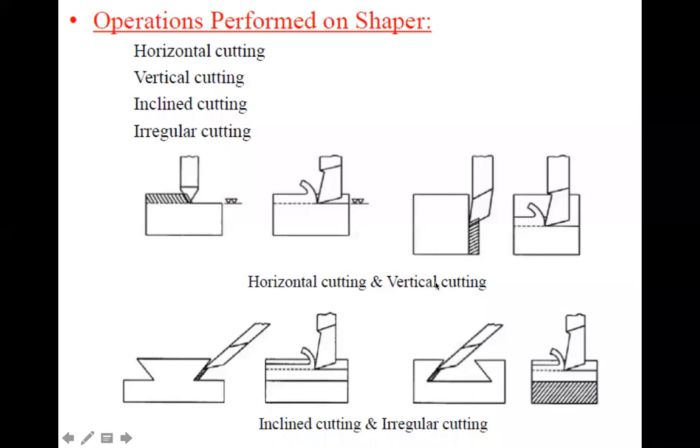Not only inclined cutting and straight cutting, even irregular cuttings are possible. Uneven surfaces, maybe some tapered surfaces in the horizontal direction, or some not exactly circular, irregular shapes, those kinds of irregular shapes can also be cut using this shaper machine.